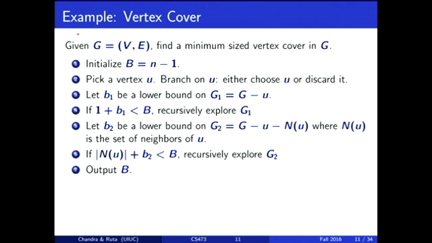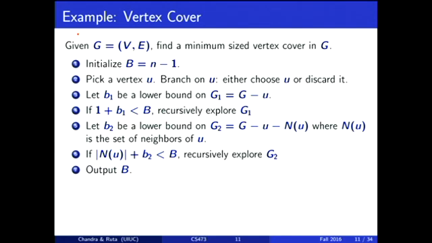Okay, what about the case when I don't pick the vertex? What should I do? If you don't want to pick this vertex, what should happen? Now I have to pick all the neighbors, no? Why? Because all the edges incident to me have to be covered by someone. I am not being picked, so all my neighbors have to be picked in the vertex cover. So I get rid of myself and my neighbors and all the edges incident to them.